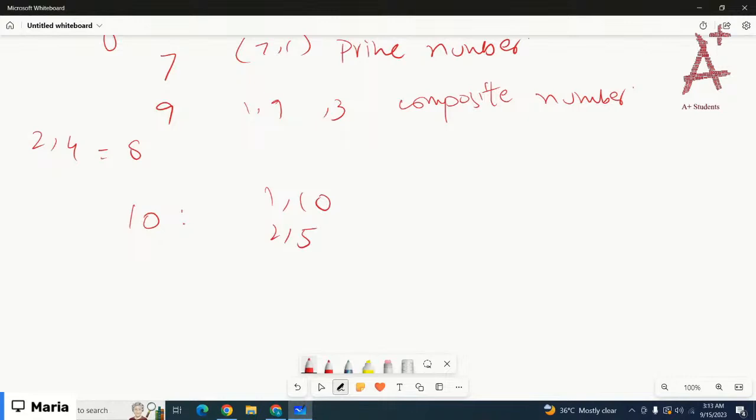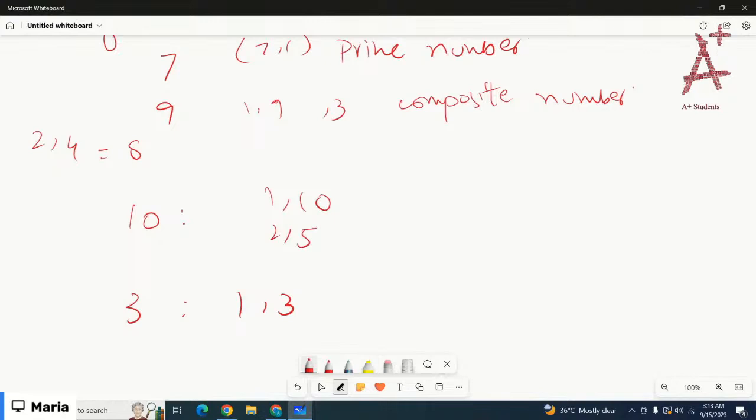So you have more than two factors for 10. So 10 is a composite number because it has more than two factors, right? Prime numbers are the numbers that have only two factors. For example, 3. 1 times 3 makes 3. You don't have any other two numbers that when multiplied make 3, right? So 3 is a prime number, right?